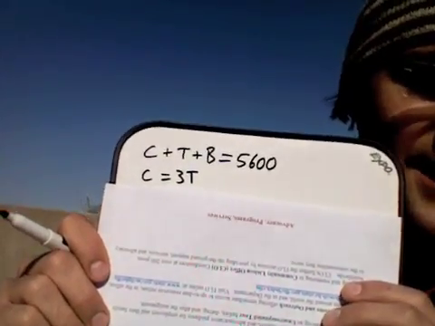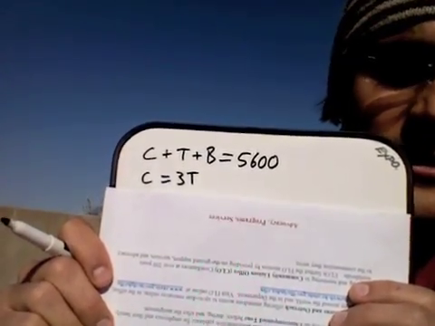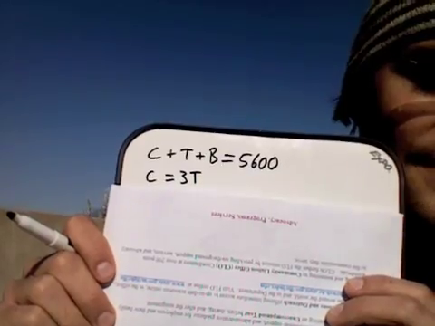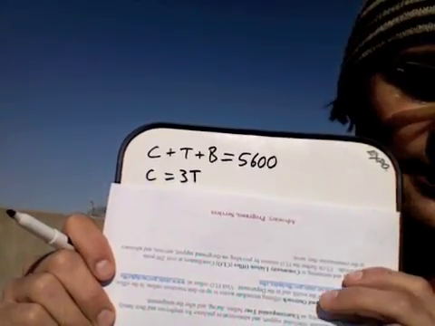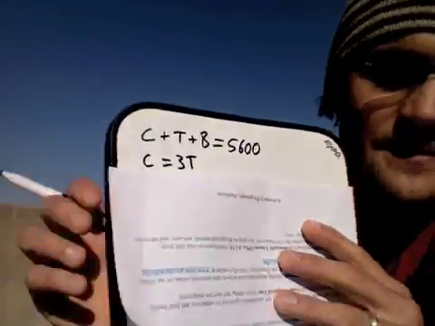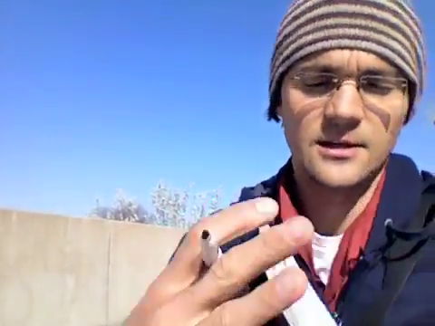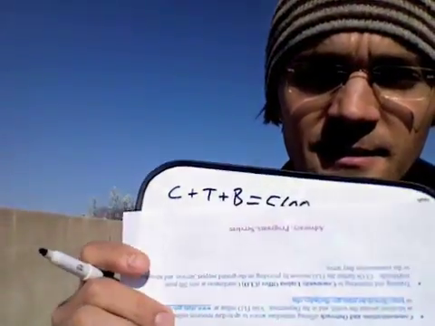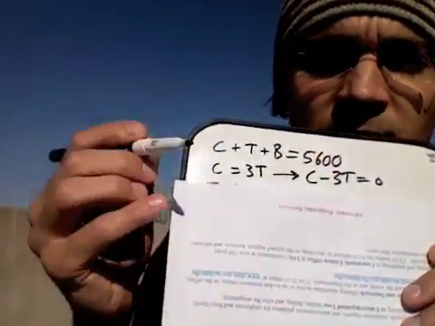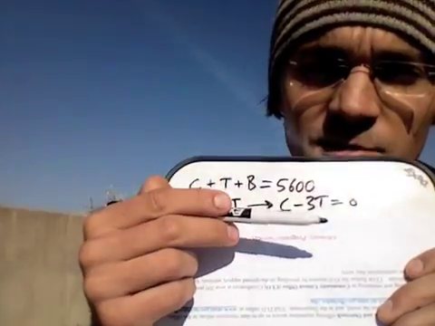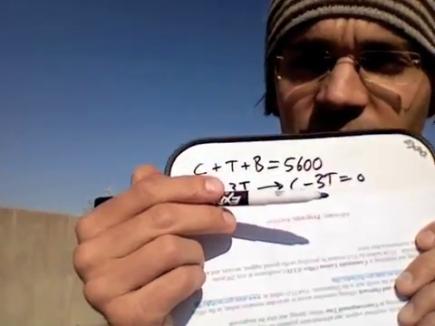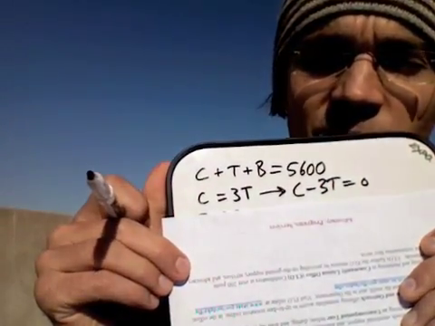So remember what I said was that we need all the variables to be on one side. So we'll have to subtract the 3T over to be on the side with the C. So C minus 3T equals 0. So that'll be a better way to use that equation. It's an equivalent equation. It's just in a more standard form.